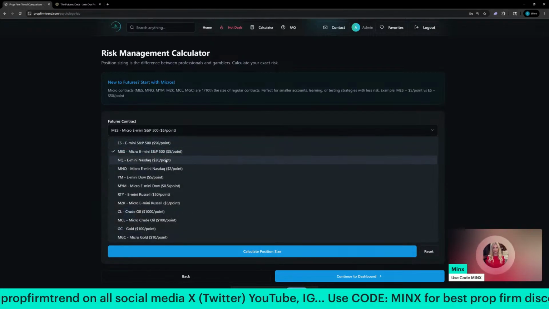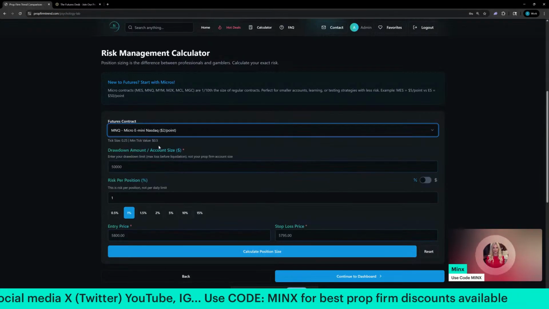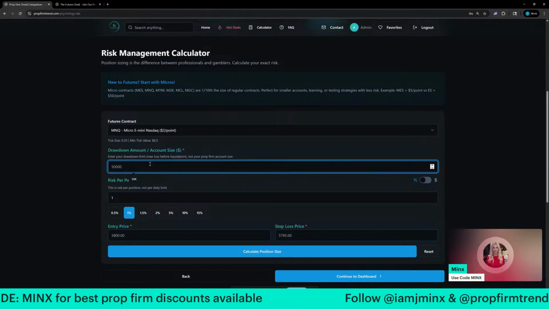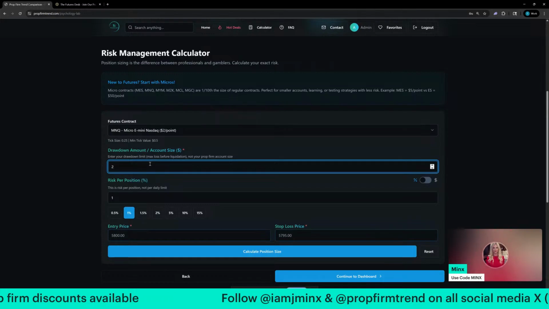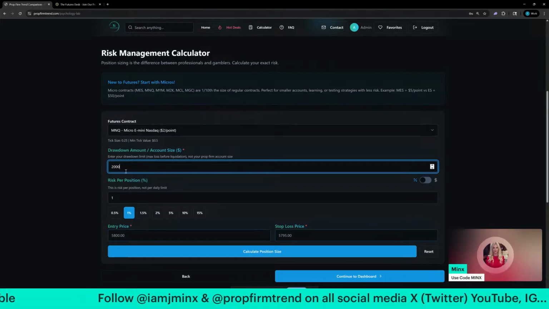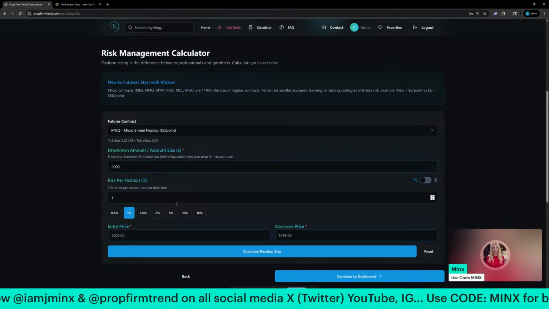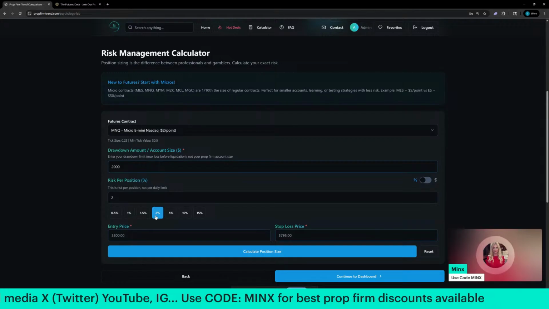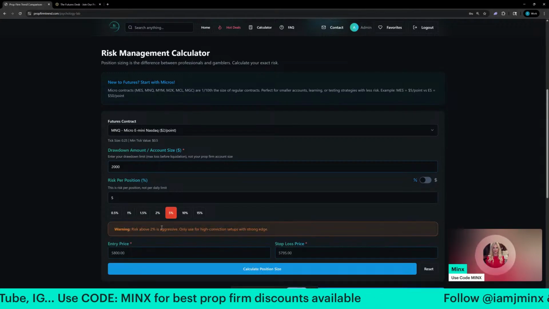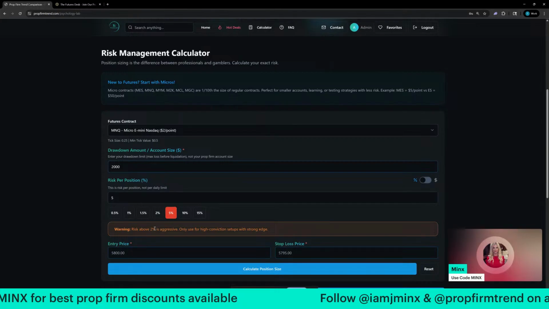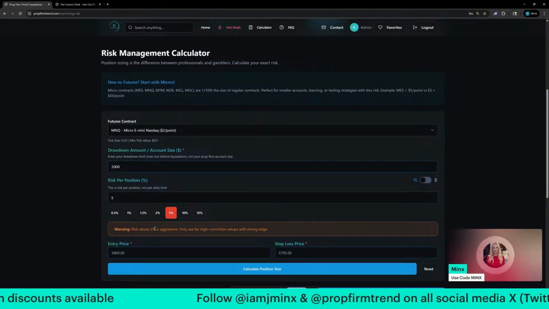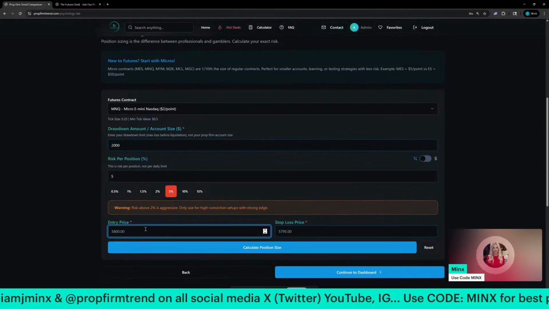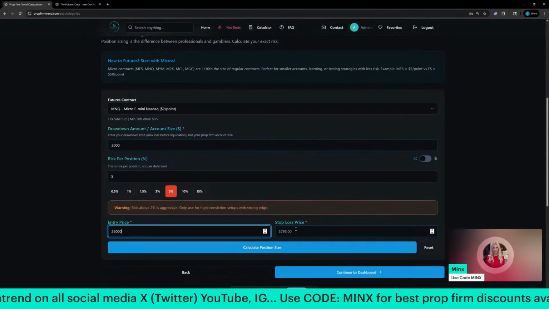And this is why most people blow their accounts, because they just do not calculate the positions that they should be in. Let's say you have a 50K account, which has a drawdown of $2,000. Technically, you should not be risking more than 2 to 5%. 5% only is used for high conviction setups with strong edge. So let's say we're going to trade NQ, and the entry price is going to be 25,000.